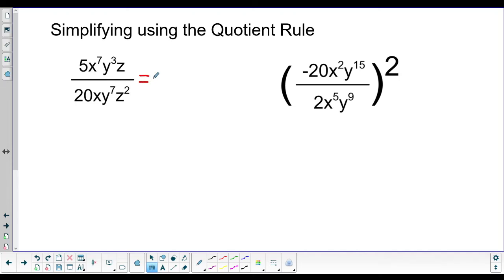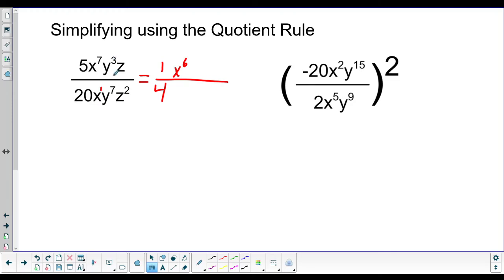So, all right. For your coefficients, you just reduce those like you do normal coefficients. So 5 over 20, 5 goes into both of those. 5 goes into 5 1 time. 5 goes into 20 4 times. Now we're dividing variables. This x has an invisible 1, so it's going to be 7 minus 1 is 6. We'll put it on top.